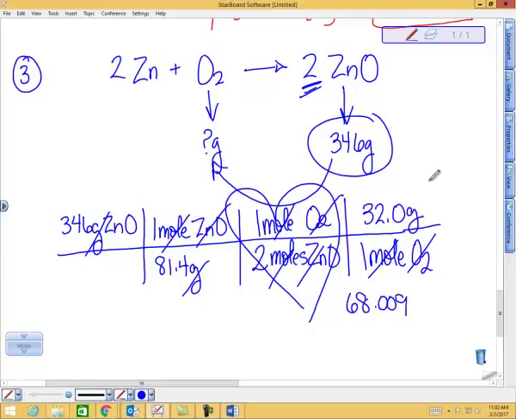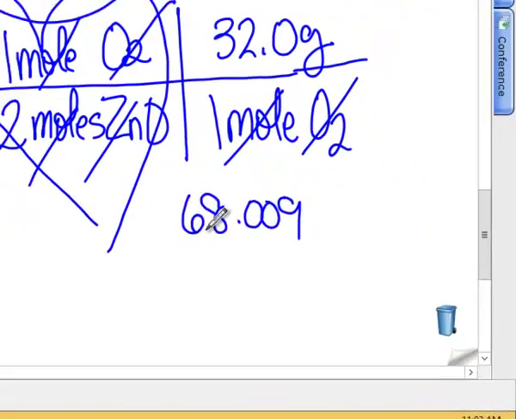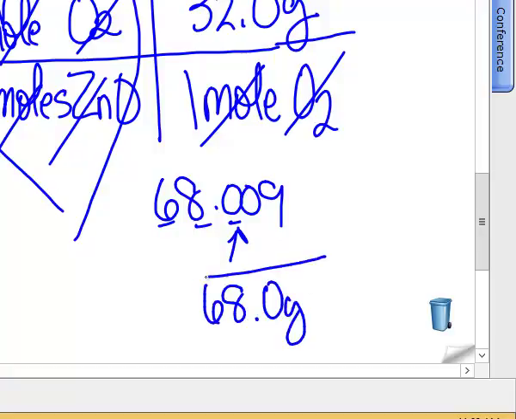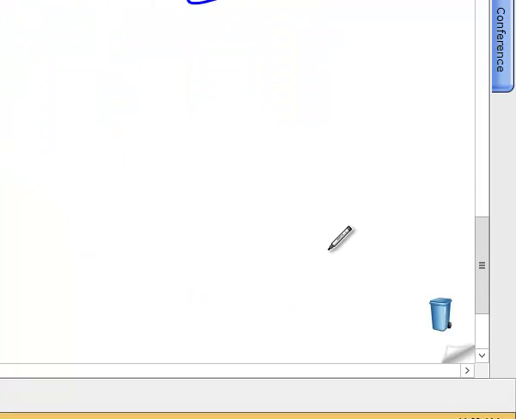Sig figs, how many sig figs do you want to see in your final answer? 3. Do mole ratios count for sig figs? No. Does the value of 1 mole count for sig figs? No, because it's exact. Those are exact values, okay? So 3 sig figs, 1, 2, 3. Do you need to round that last value? No, so it's 68.0 grams, final answer. Making sense, everyone? Very good.